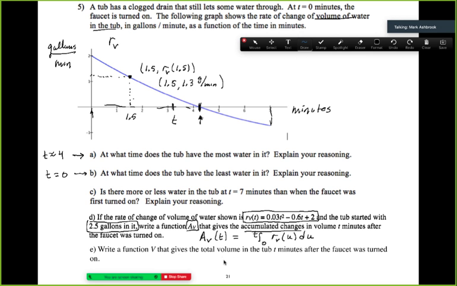All right, what about v? So v of t. So now the volume in the tub t minutes after the faucet was turned on. Elizabeth, what's that going to be? So then we would do like 2.5 plus the integral of the a of t function. Yeah.